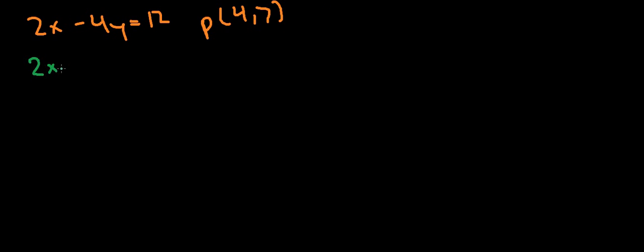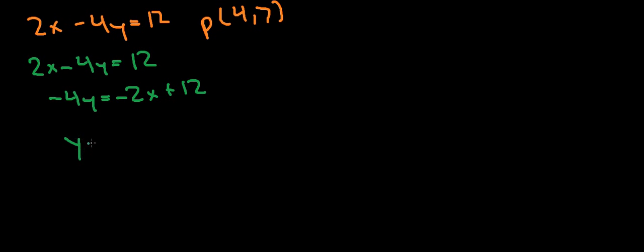So we have 2x minus 4y is equal to 12. Subtract 2x from both sides. Minus 4y is equal to negative 2x plus 12. Divide both sides by minus 4. y is equal to positive 1/2 x minus 3.